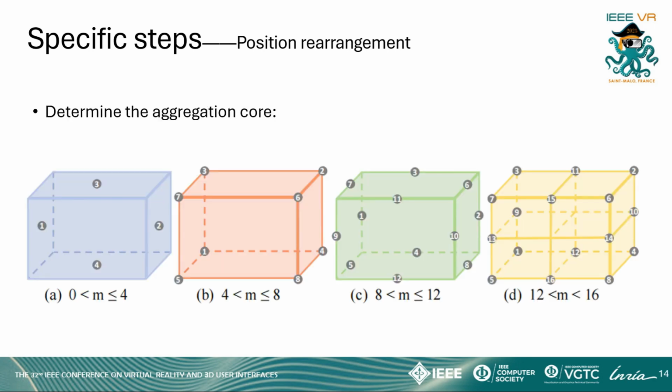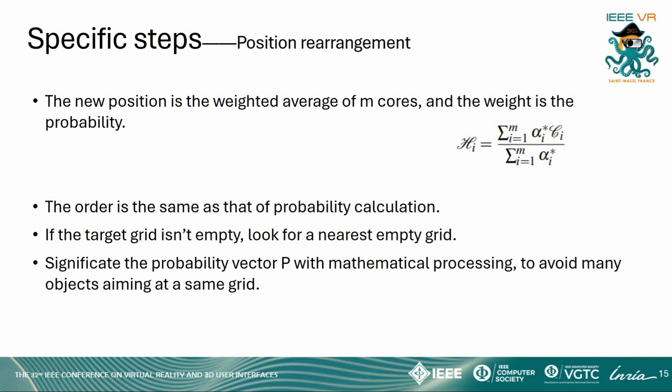The original scene is regarded as a large cuboid. These cores are distributed on the outer surface, edges and vertices of the large cuboid to maximize the distance between different groups. The new position is the weighted average of the M cores, and the weight is the probability. The order is the same as that of probability calculation.